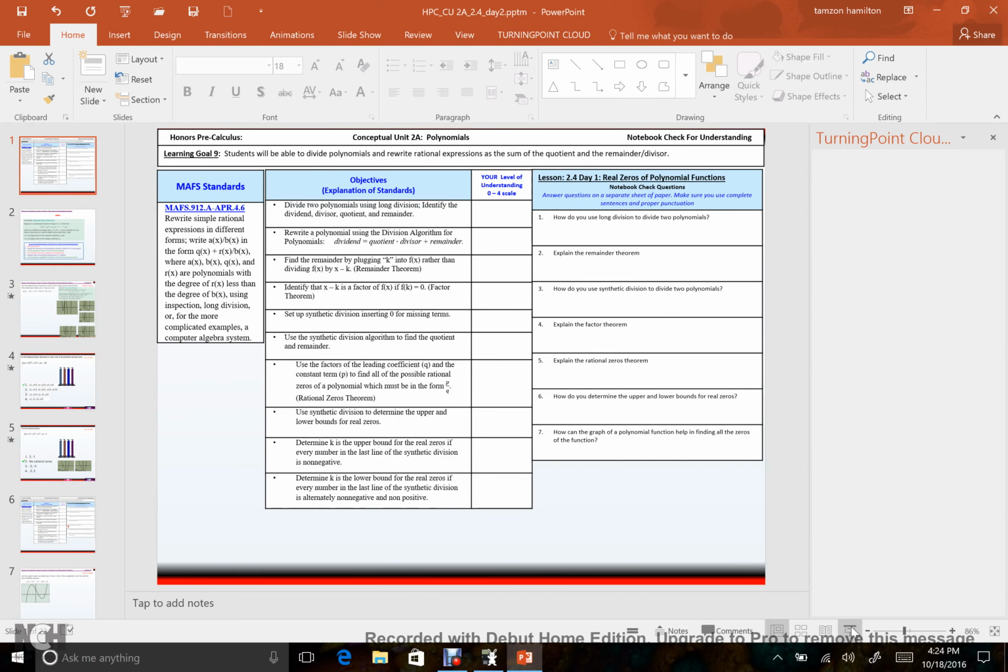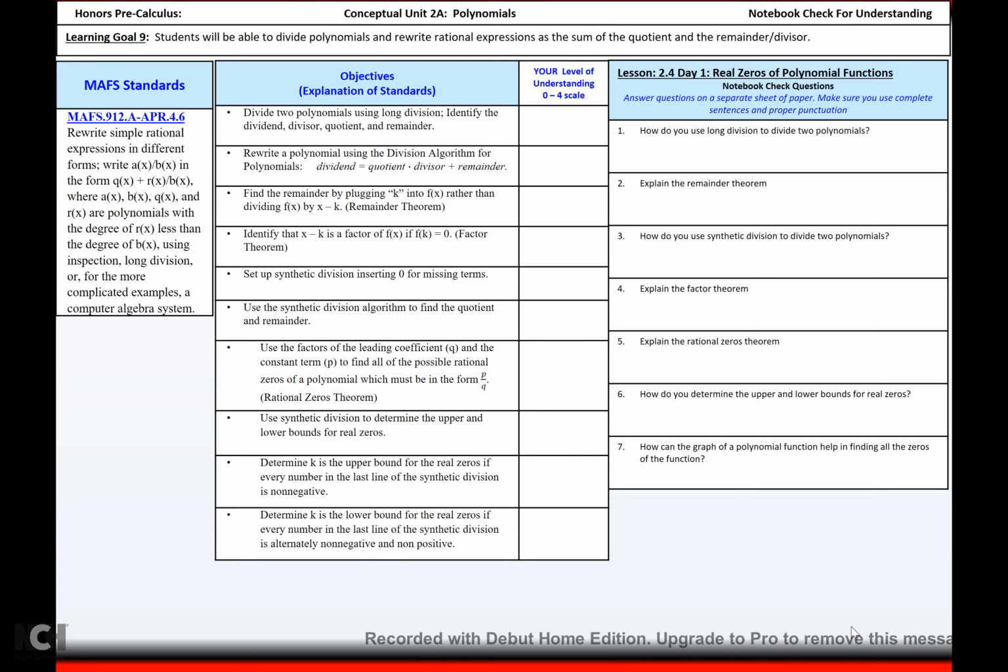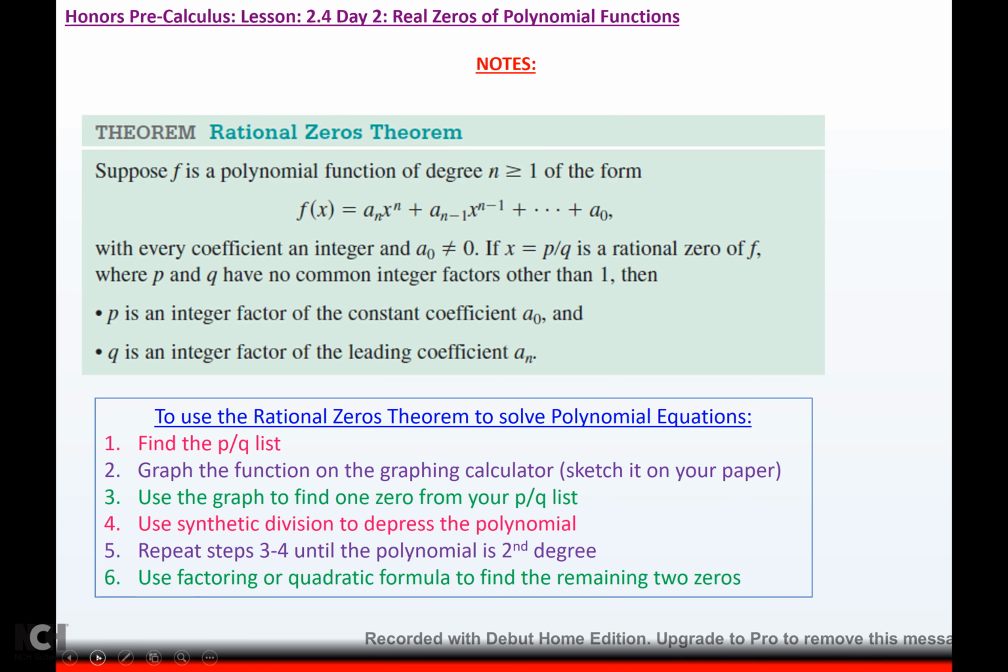All right, today we are going to be talking about real zeros of polynomial functions again. And here we go. The rational zeros theorem says, suppose f is a polynomial function of degree n greater than or equal to 1, of the form f of x equals a sub n x to the n plus a sub n minus 1 x to the n minus 1.